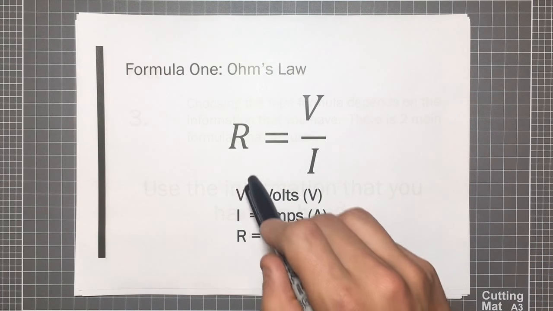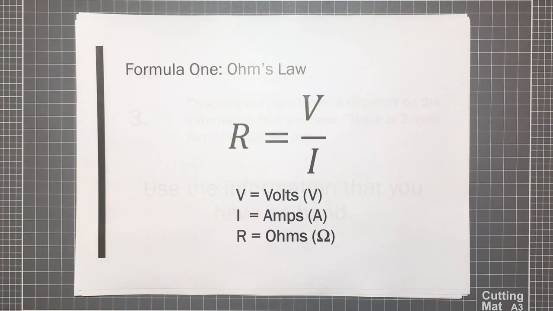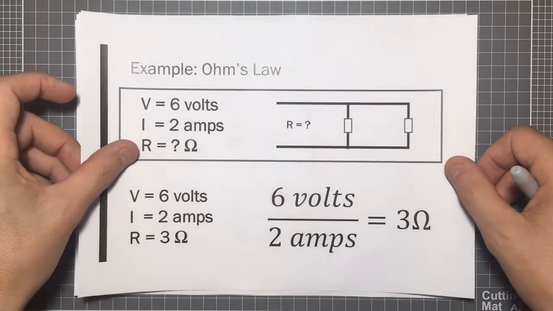So all we need to do to find out R is divide our volts by our amps. So it's a really easy way of doing it. It just depends on the information you've got. If you've got these bits of information on hand, this is definitely the quickest and easiest way to do it. So let's take a look at a quick little example of that.